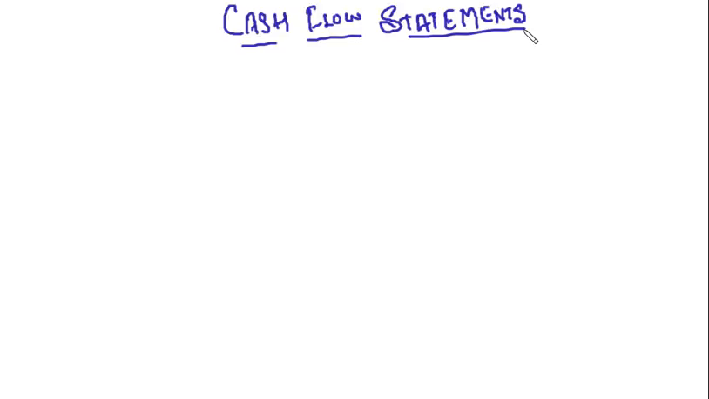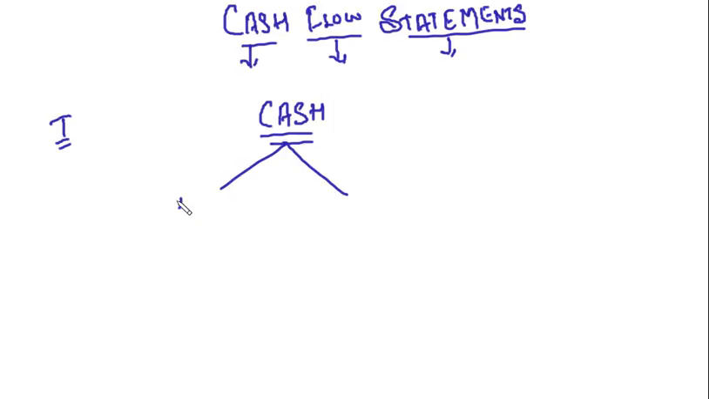So I'll divide this. We will study these three terms. First cash, then flow, then the statements. Then combining them will be the cash flow statements. Now, the first thing is cash. You will say, sir, this is a very simple thing. We all know what is cash. To make it a bit complicated, I'll divide this into two parts. I'll say cash and cash equivalents.